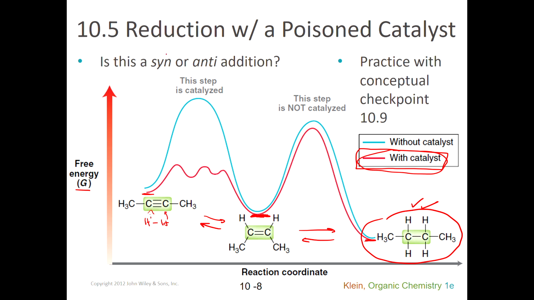And so this is syn addition because the hydrogens are adding to the same side of the double bond. Right? So I should not get any of the trans alkene when I use the Lindlar catalyst, because this catalyst does not facilitate the hydrogens adding on opposite sides of the pi bond.